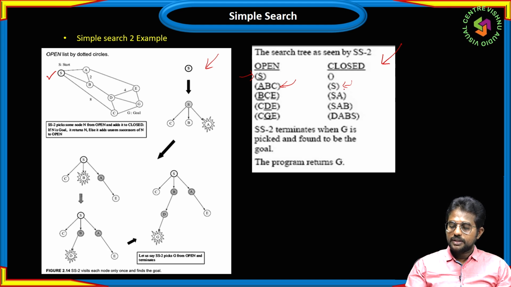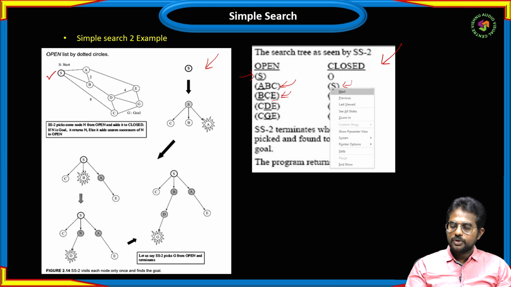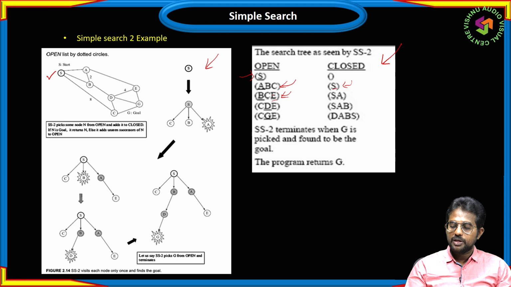S was already in closed, so s will be deleted, and b was already in open, so b also will be deleted. The remaining successor of a is e, so e will be added to open. B and c are already there in open. So in this step I have added e, after deleting s, which was already in closed, and b, which was already in the open data structure. After that I will add a to closed.